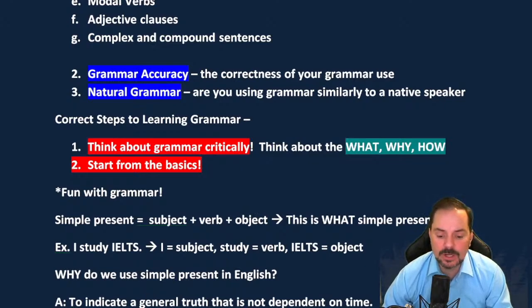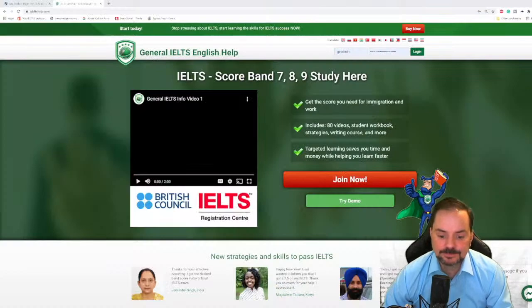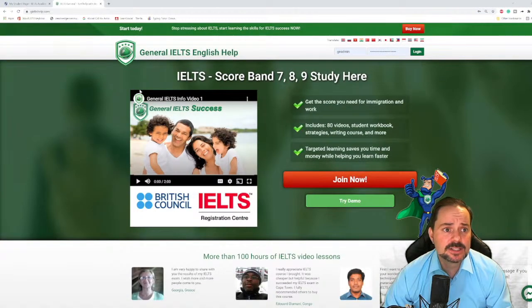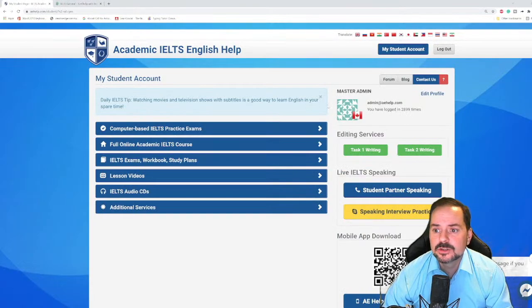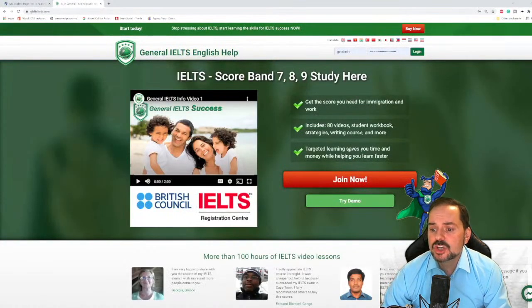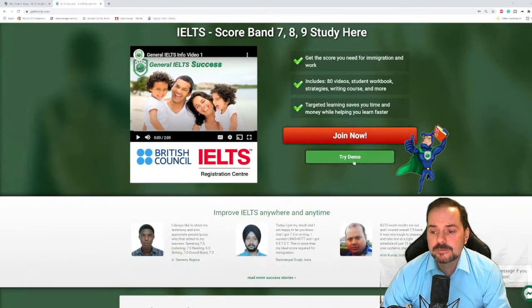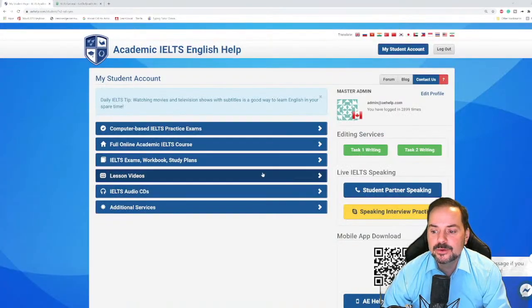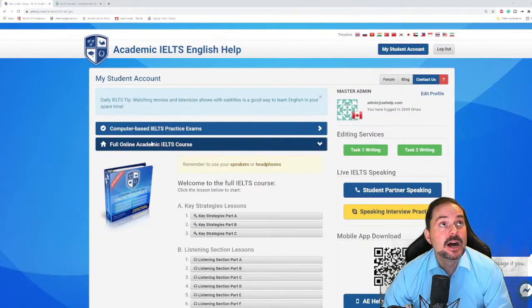Let me show you here. Let me see if I've got a minute for this and I can hop over to our website and show you where all of you can practice this for free. So this is absolutely free. This is our website here, aehelp.com, and you can try our website for free by clicking this green try demo button. And then when you're in the website, you're going to have this full online academic IELTS course.